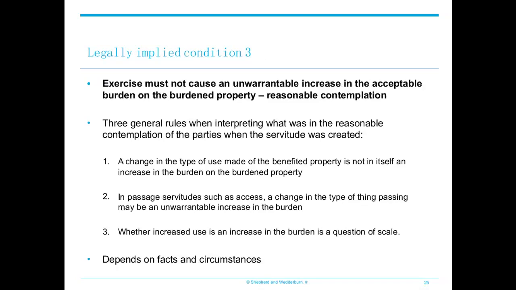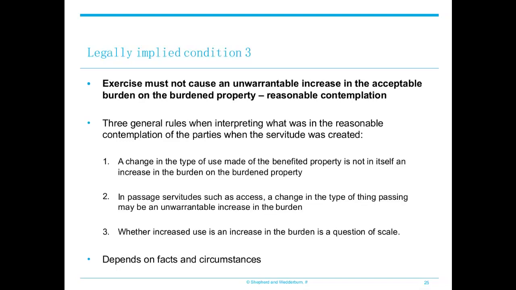Exactly. A change in the type of thing passing may be an unwarrantable increase in the burden. For example, normal farm traffic changing to, say, 40-ton forestry vehicles may be an unwarrantable increase in the burden. It is clear that a servitude for pedestrian access cannot be used for vehicular access. However, modern versions of a previous use are permitted, so, for example, cart and carriage roads can now be used for cars. But here, there's no change in the type of thing passing, just the volume.